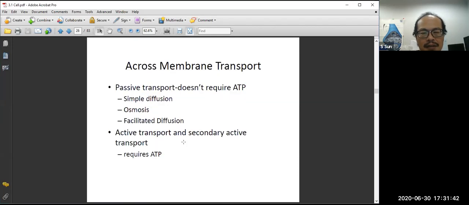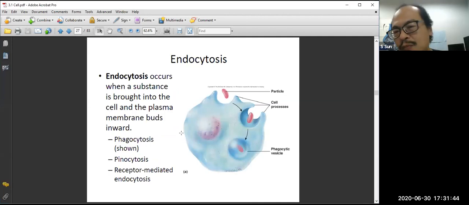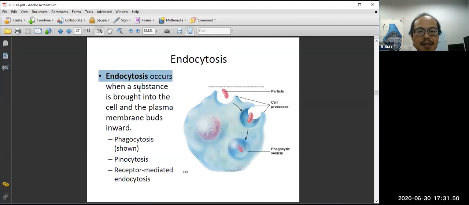And there are two other mechanisms that they can move things across the cell membrane. One is called endocytosis, and basically that engulfs a substance and takes it into the cell, or releases it. When they take it in, it will form these vesicles. This endocytosis has two ways. One is called phagocytosis.